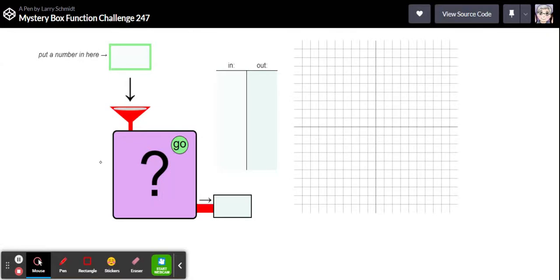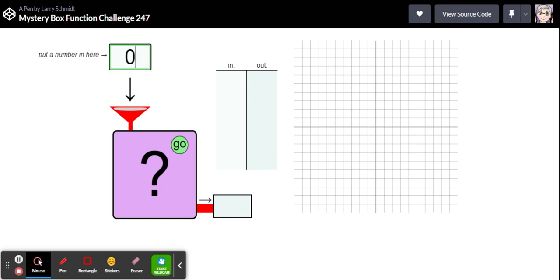Hello everybody and welcome to another mystery box function challenge. In the purple box there is some mystery math and your challenge is to figure out what it is. You can use the link in the description to try this out yourself, and when you think you've got an idea, come on back, see if we get the same thing.